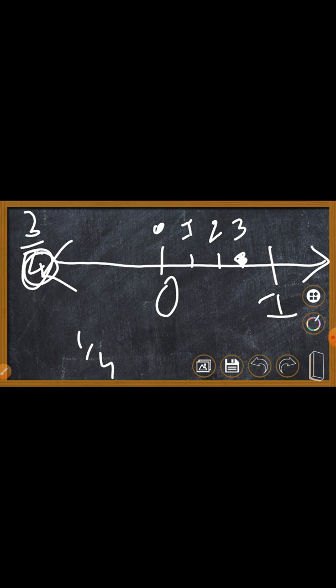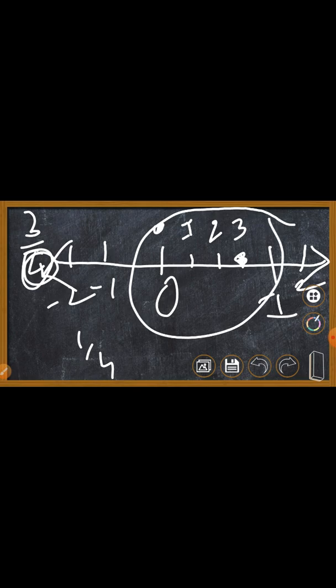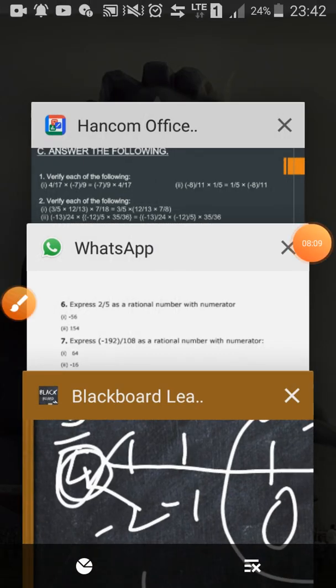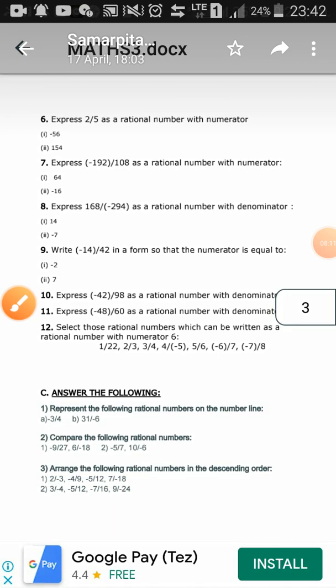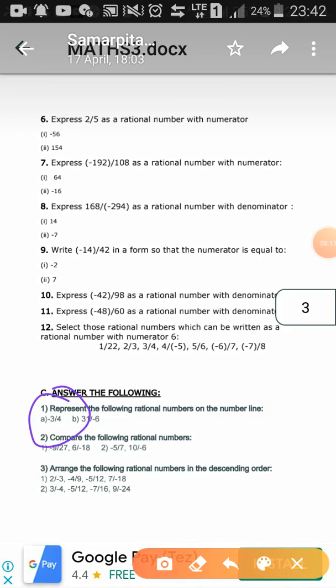And then just for showing the format, you will put -1 over here, -2 over here, and then 2 over here, just for the sake of the format. The actual thing is this one. Now let's check what they have asked you to represent. They have asked you to represent -3 by 4.